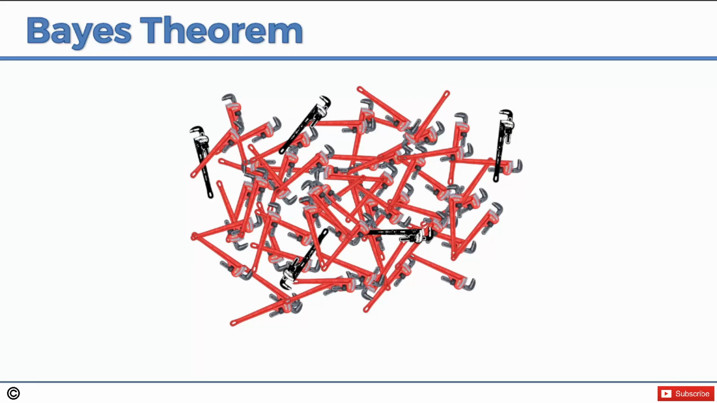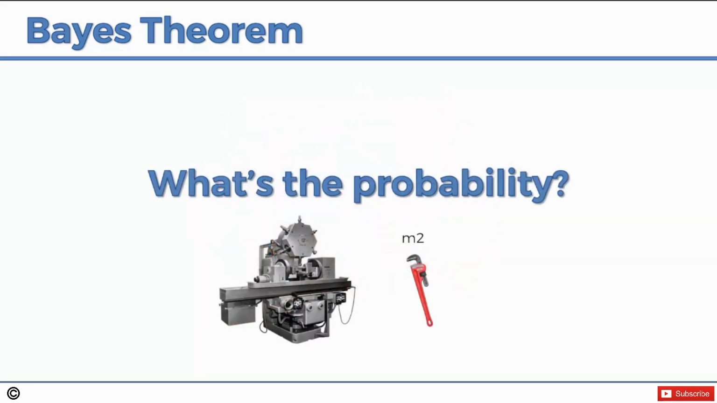Now, the question that we're going to be asking today is, what's the probability of machine 2 producing a defective spanner? So if you take just a random spanner produced by machine 2, as it comes off the conveyor belt, you pick it up, what is the probability that that spanner is defective?